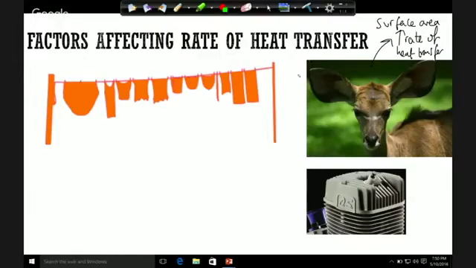So these ears here are really large, okay, compared to perhaps something that it could have had, more like this size. You can see the ears are absolutely massive, and these big ears have that large surface area, which increases the rate of heat transfer.